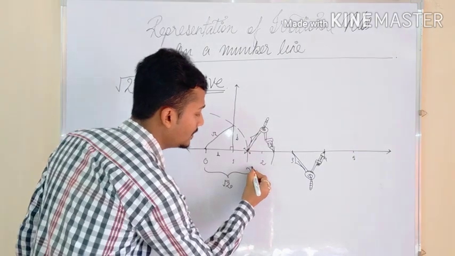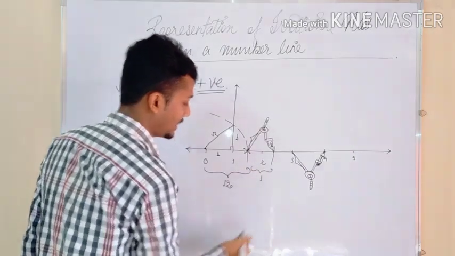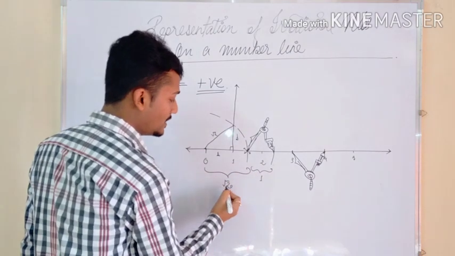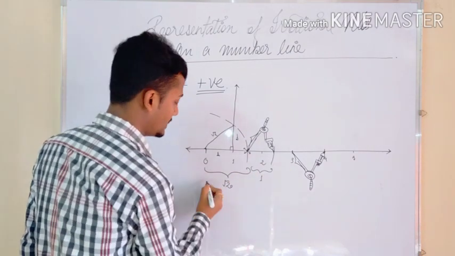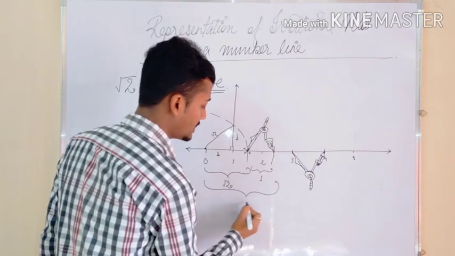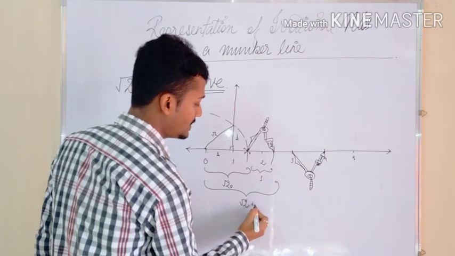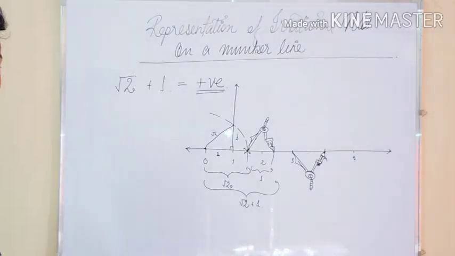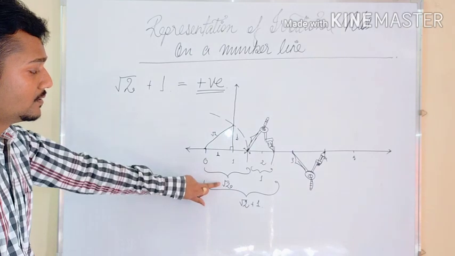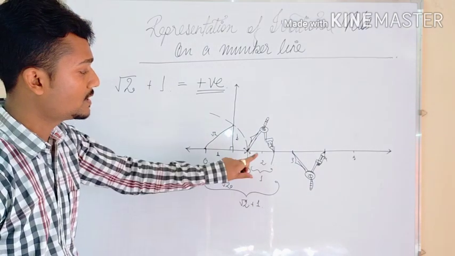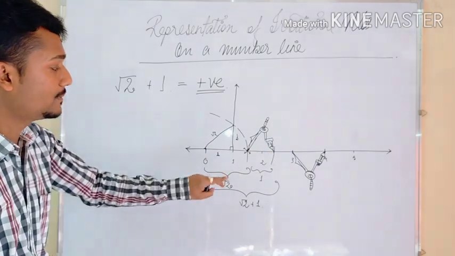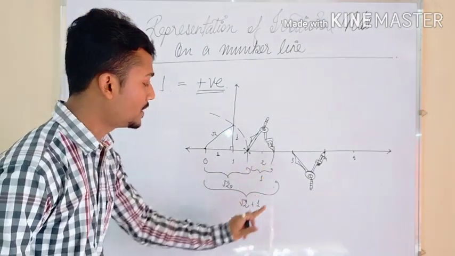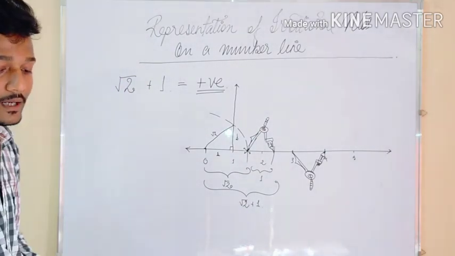From here to here it is equal to 1. From here to here it is root 2. From here to here it is 1. That means root 2 plus 1. This much is equal to root 2 plus 1. Is that clear till this much? Root 2, and this particular portion is 1. That means from 0 till this particular point it is root 2 plus 1.